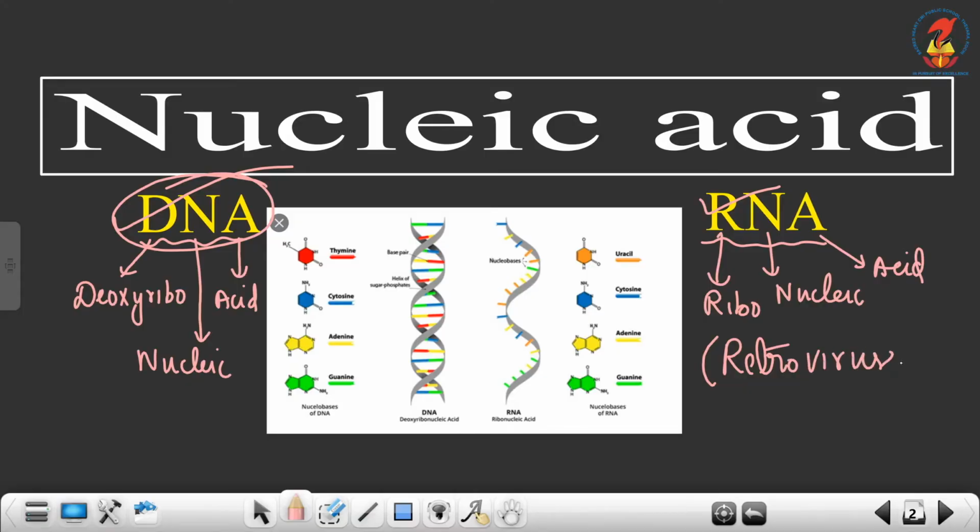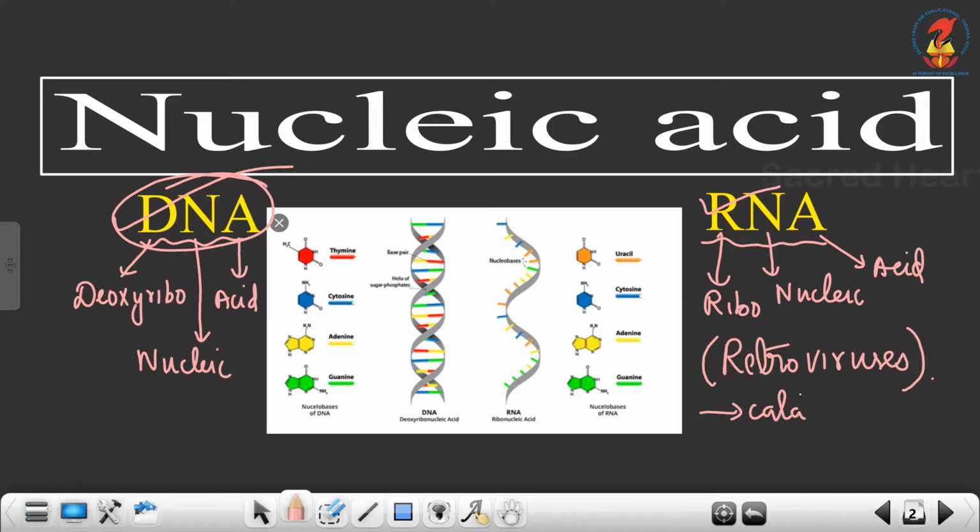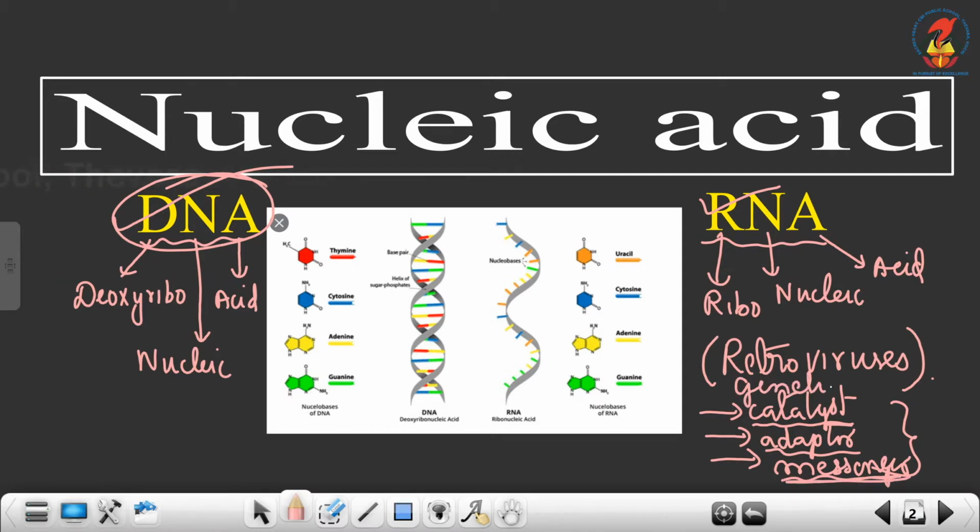the retroviruses. So, besides being a genetic material, usually RNA serves as a catalyst, as an adapter molecule, as well as a messenger. So, these are the usual functions of RNA, as a catalyst, adapter molecule or messenger, but only in few organisms it serves as a genetic material, which is involved in inheritance.